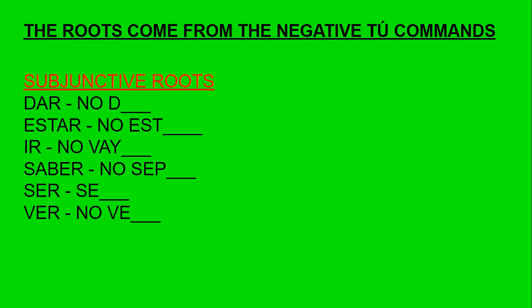For dar, just write the letter D. For estar, est. For ir, vay. For saber, sep. For ser, se. And for ver, ve. Just write that in the yo form, in the yo box. And here we go.